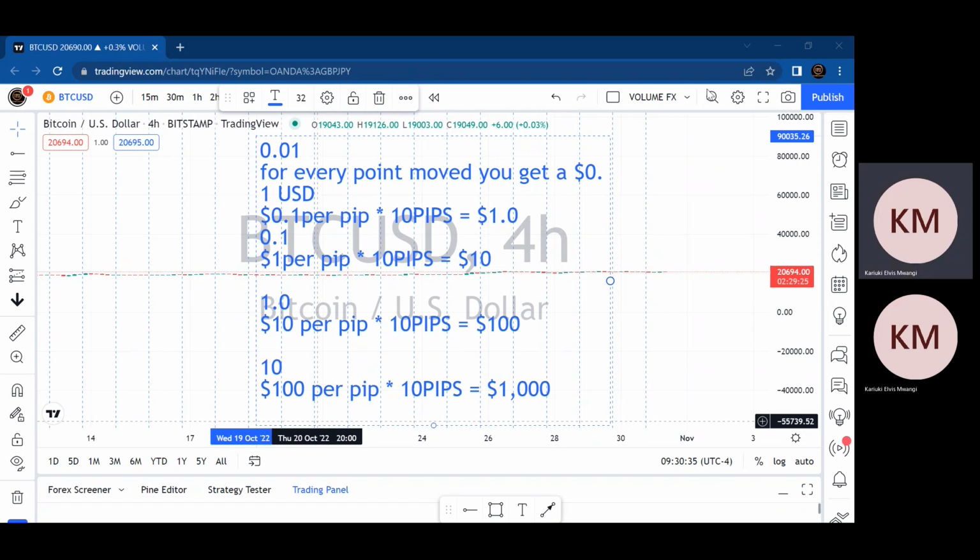Your lot size. Okay, if there's no question, we're going to move on to the next slide.